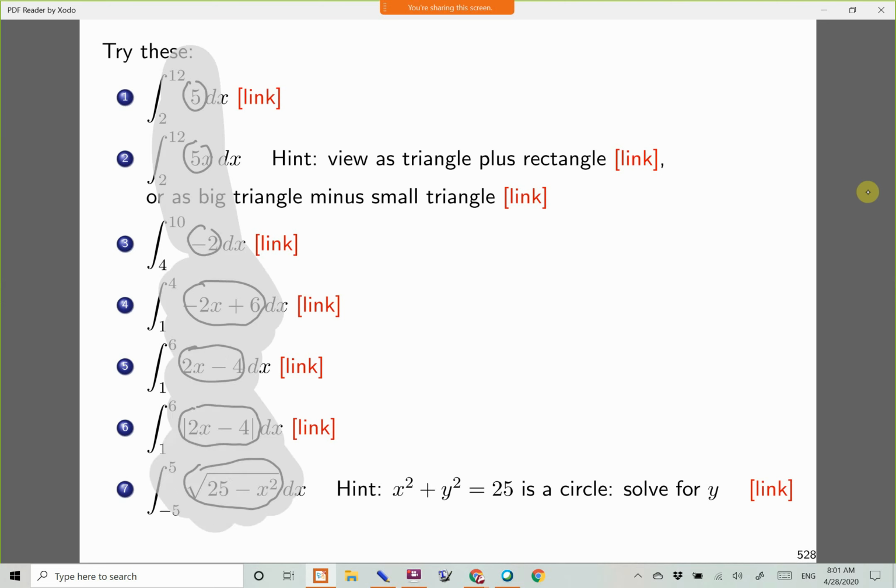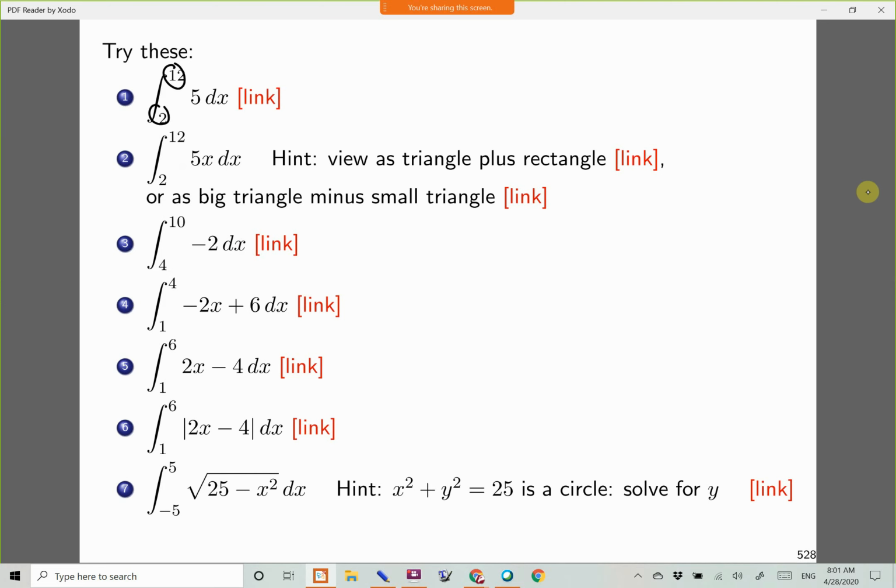Draw the graph. Draw in the x values, like 2 and 12, or like 4 and 10 in the third example. See which regions are above the x-axis, which are below. All the shapes you have, at least in these first 6 problems, should consist of rectangles and triangles. So use your area formulas. And there are 2 ways to think about problem number 2. I tried to write about both of them and provided links to the 2 different ways to think about it, and we'll talk about these in a bit. If you have questions, feel free to ask.